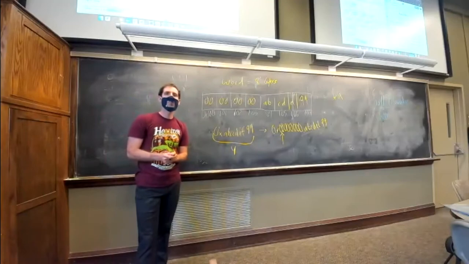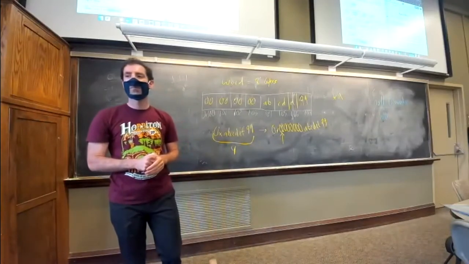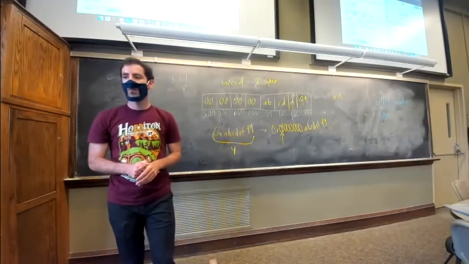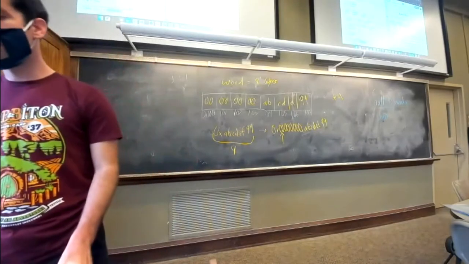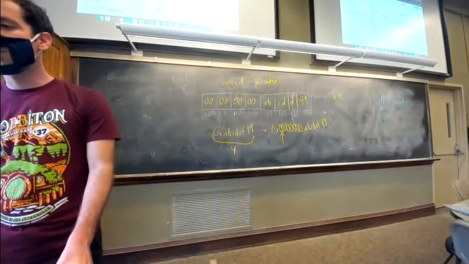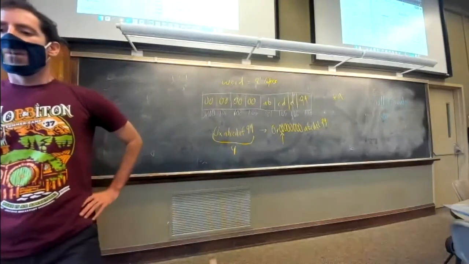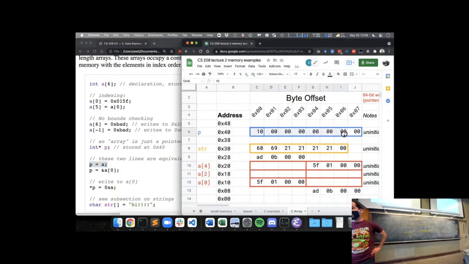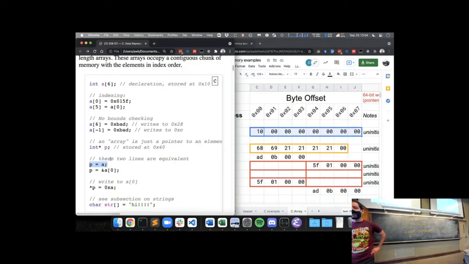Yeah? This goes back to what you were saying, but could you explain how we get 1, 0, and the rest of the zeros? By looking at the code or something? How do I know that this is going to be 10 with a bunch of zeros? So in these lines, I am setting this pointer p equal to the memory address of the first element of the array.